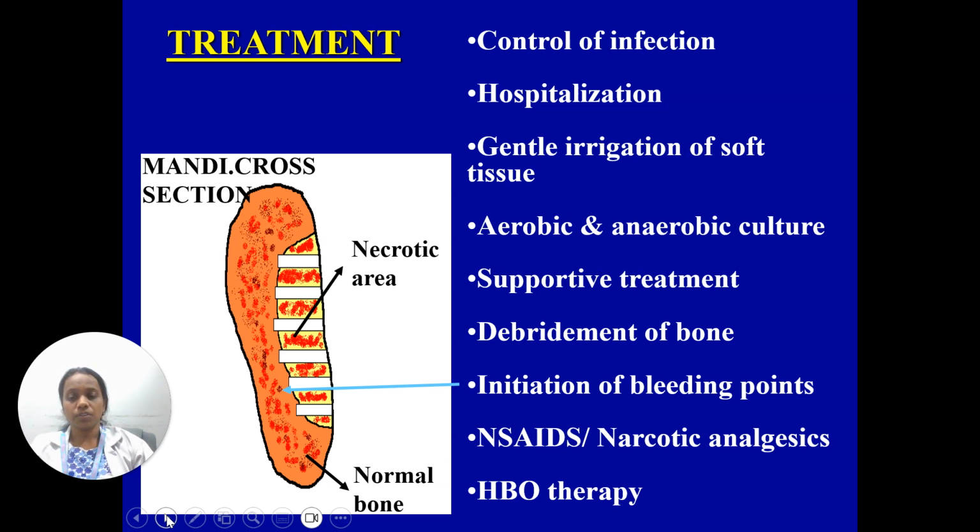Coming to osteomyelitis, the overall treatment plan is, first of all, we need to control the infection. We have to hospitalize the patient and correct their dehydrated condition. Gentle irrigation of the soft tissues, anaerobic and aerobic cultures to be taken for specific antibiotic therapy to be initiated, supportive treatment and debridement of the bone, control of the bleeding points, analgesics or narcotic analgesics, and HBO therapy.